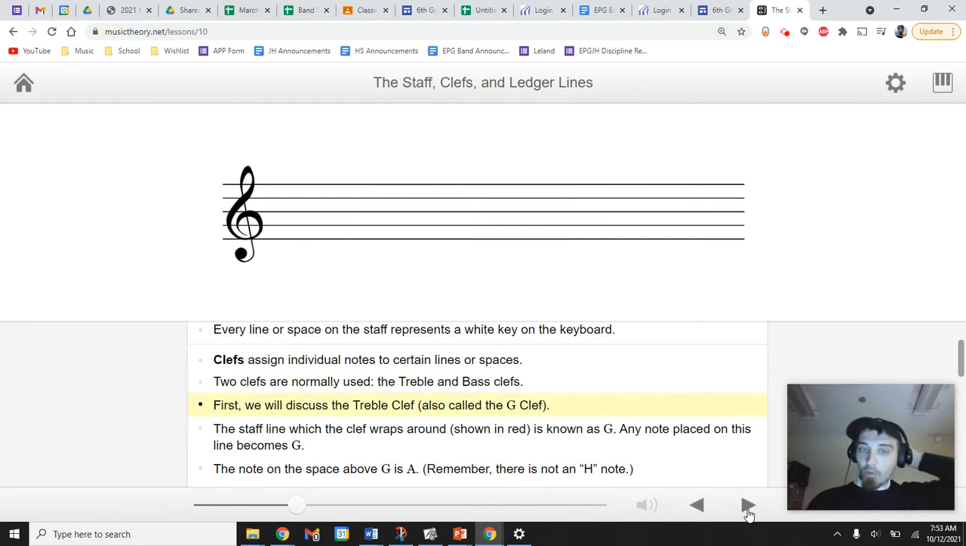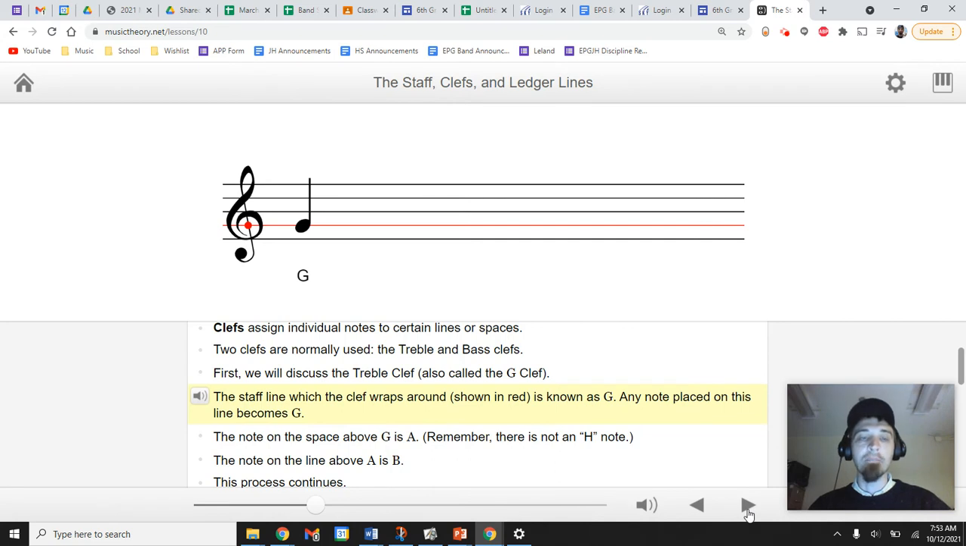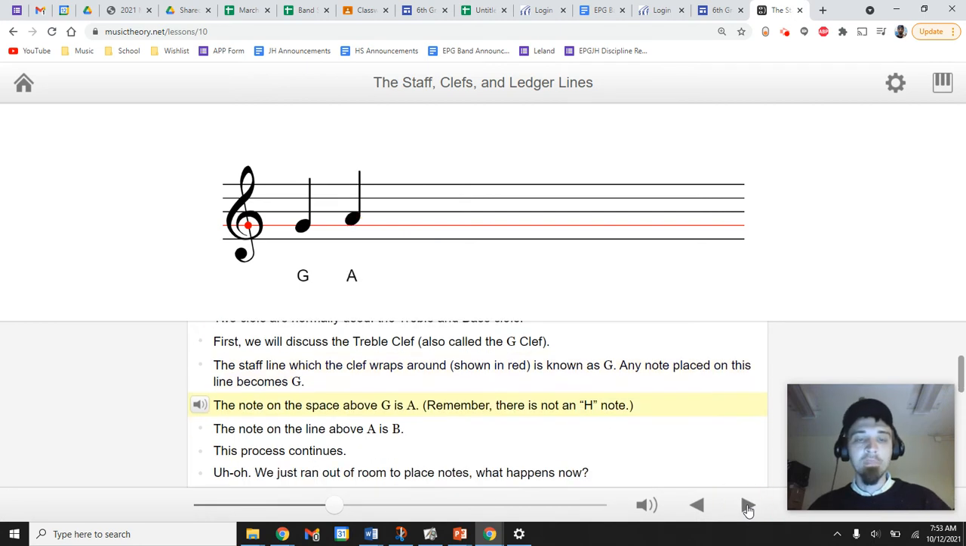All right, let's start with the treble clef, which is also called the G clef. It's called that because it looks like a G, but it also indicates the G line, as you can see right here. The note that the treble clef circles is the G line. So any note that lands on that line is a G. The space above that line is A.